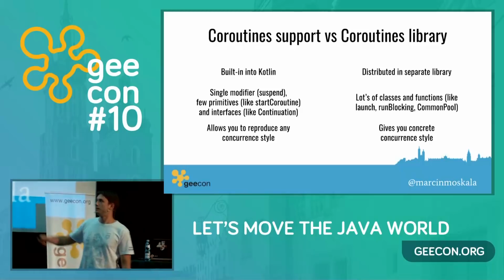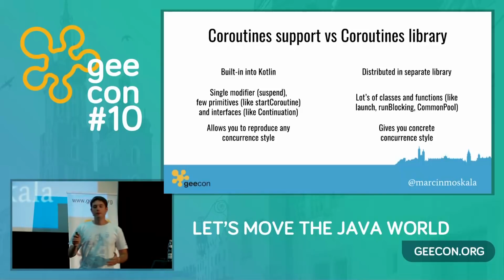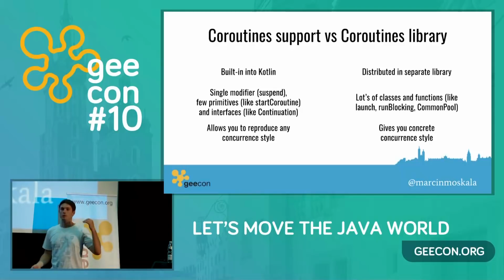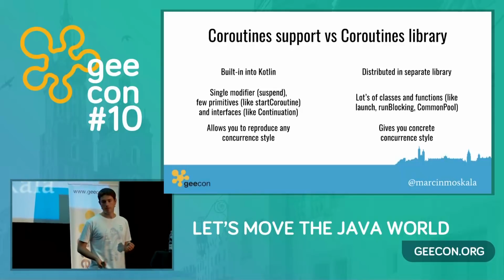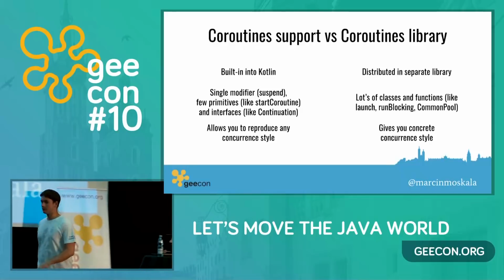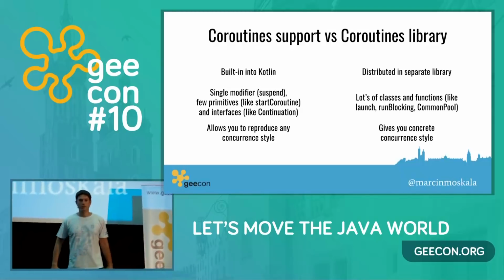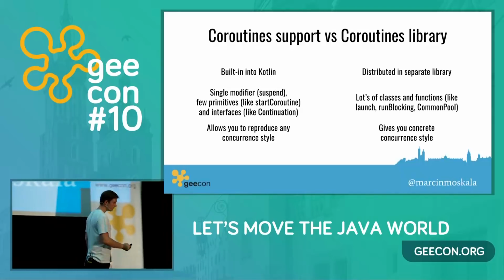This Coroutine Support is pretty minimalistic. It uses only one modifier, suspend, and only a few primitives like startCoroutine or suspendCoroutine, and a few interfaces like Continuation or CoroutineContext. On the other hand, the Coroutines library is much bigger, and contains a lot of objects and functions.